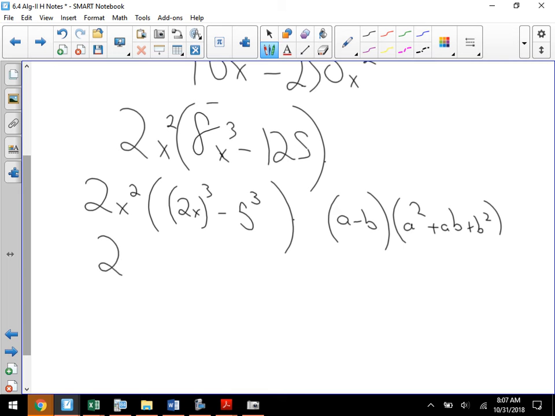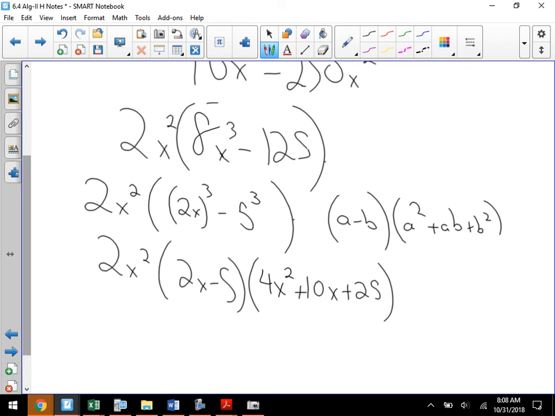I put it all together. I get 2x squared, 2x minus 5. What's the quantity 2x squared? Basically, what's 2x times 2x? 4x squared. What's 5 times 2x? 10x. And you're done.